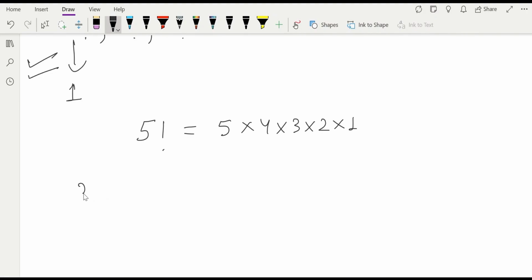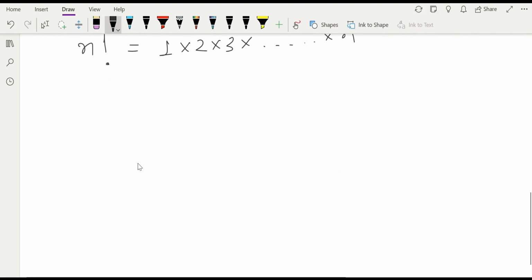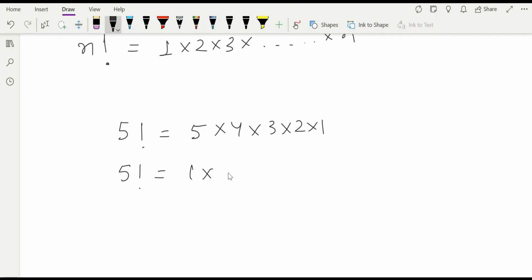Suppose I am taking n, then n factorial will be the multiplication of all the numbers starting from 1 till that number: 1 into 2 into 3 into till that number. Suppose I write 5 factorial as 5 into 4 into 3 into 2 into 1, and another way I write 5 factorial is the multiplication of all the numbers starting from 1 till n, 1 into 2 into 3 into 4 into 5.